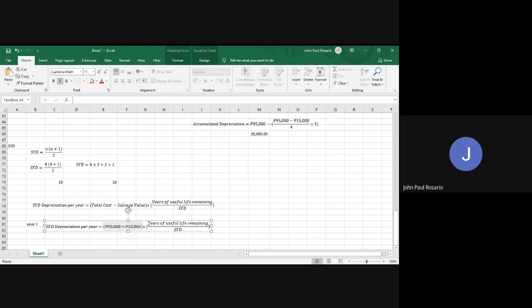And then the years of useful life remaining is, since it's the first year, 4 years remaining. And then you divide that by your SYD, which is 10. So with that, your depreciation for year one would be 80,000, and then multiply that by 4 over 10. So that's 32,000.